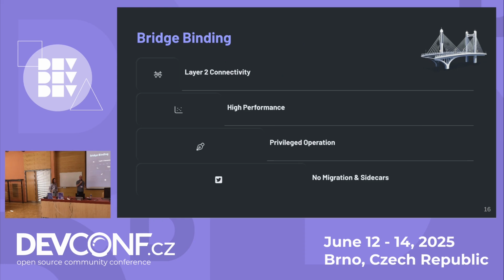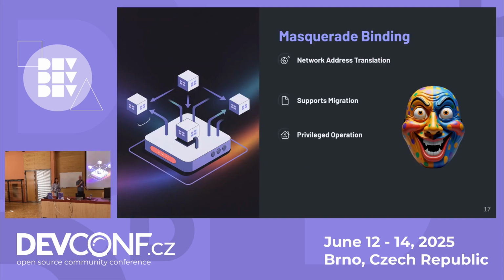Then we had a bridge binding. The bridge binding was also very simple. If you got a pod with an IP address, it connected it to layer 2 inside the guest, and it just took the IP and put it inside the guest. That's basically it. It's the most high performance today, maybe after SR-IOV, I would say.